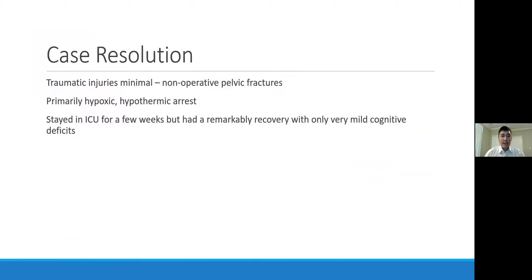So finally, for case resolution, to wrap it up, AK ended up with fairly minimal traumatic injuries. The pelvic fractures that we saw in CT were non-displaced and non-operative. She was able to start doing protected weight bearing quite quickly. Her case was primarily a hypoxic hypothermic arrest secondary to submersion, which, as we discussed earlier, carries a worse prognosis than immersion. However, thankfully, she was able to make a remarkable recovery after just a few weeks in ICU, and she was discharged with only very mild cognitive deficits.